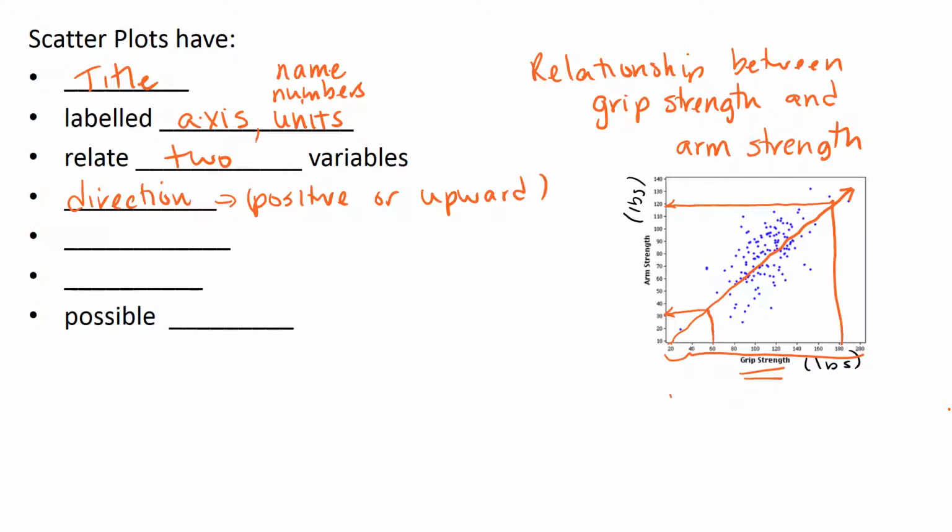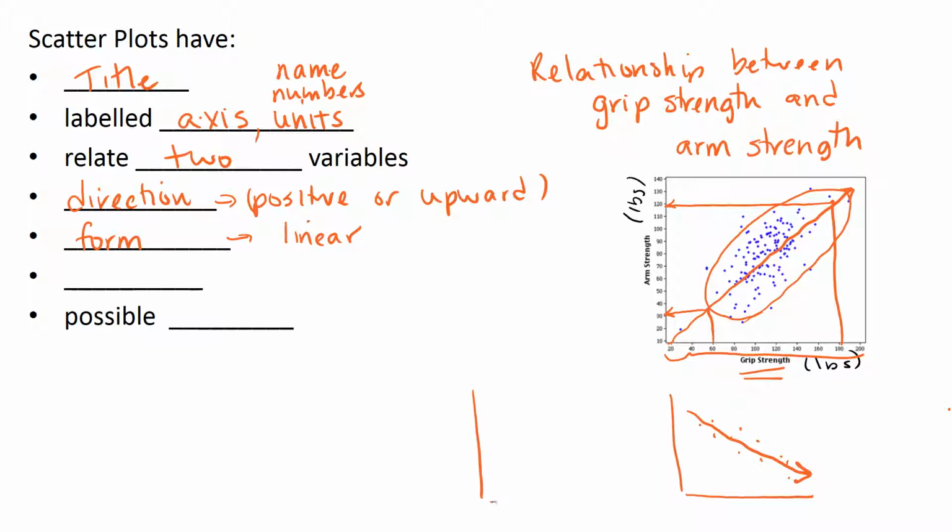A negative direction would have points that look like that, so a negative or a downward direction. The other thing that describes a scatter plot is the form. What shape do all the points make? Well, they're roughly up in a line. I know it's a bit of a stretch to say they're all in a straight line, but they are all moving upwards and it's in a relatively straight line, so that's called the linear form.